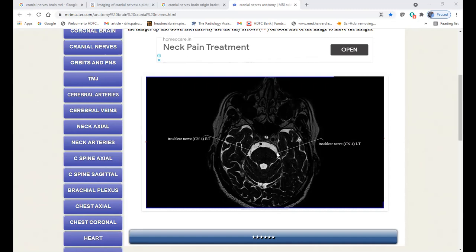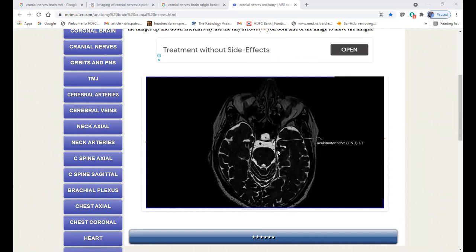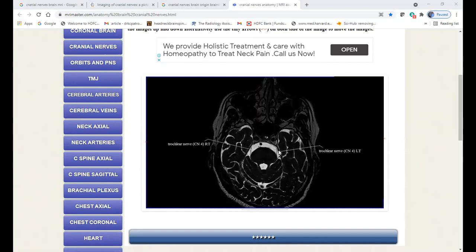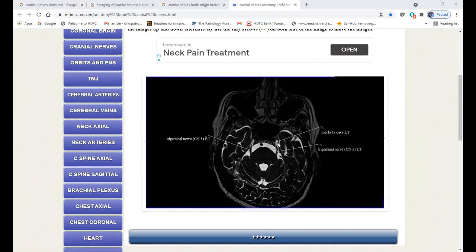So this is the trochlear nerve. You can see laterally, two laterally. Then the trochlear nerve, how it is going, and you can see. And this is Meckel's cave. And this is the fifth nerve, lateral, near the CP angle area. And you can see the fifth nerve easily. This is the thickest nerve.